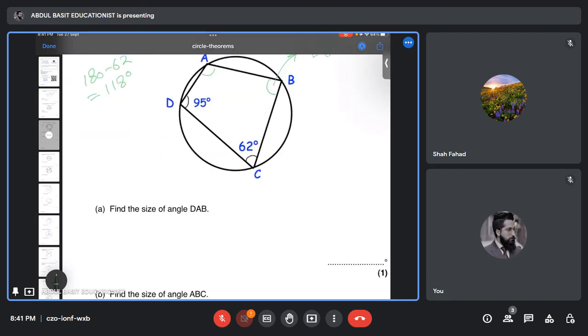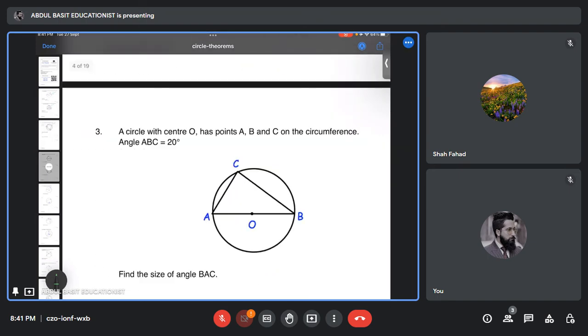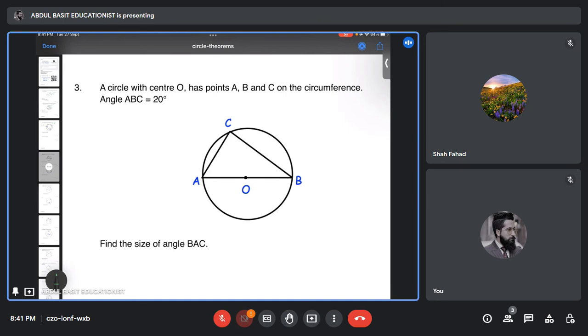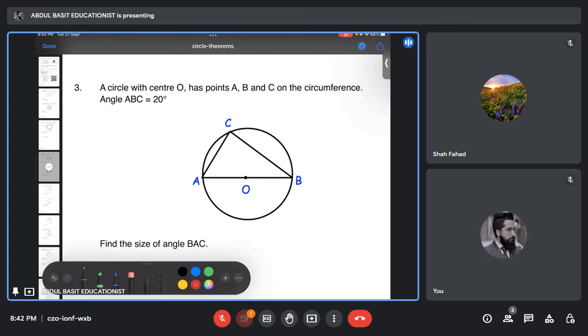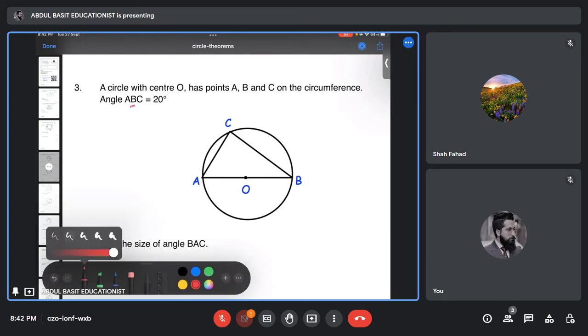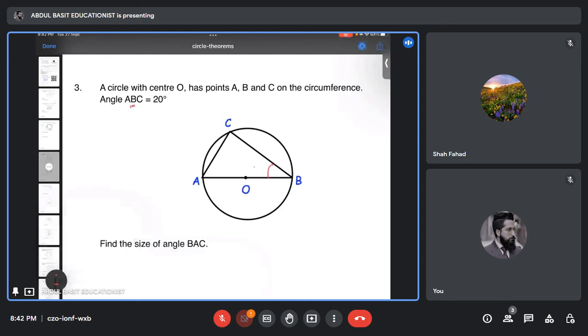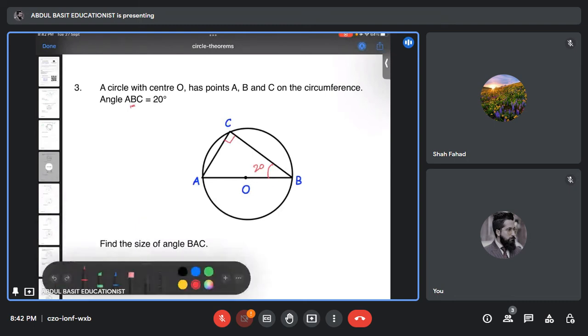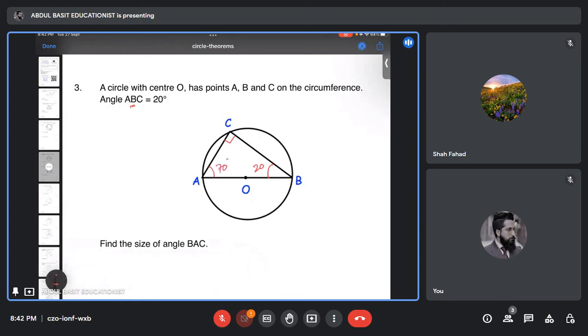Okay ji. Moving forward, a circle with center O has points A, B, C on the circumference. Angle ABC is 20. So it means that the smallest angle, sorry, ABC, the one at the center, so this is 20 degrees. So we know that angle in a semicircle is always 90 degrees. It is always 90 degrees, so it means that this angle is 70 degrees.